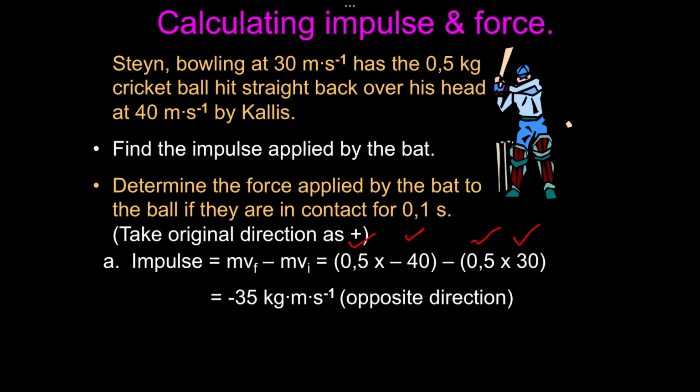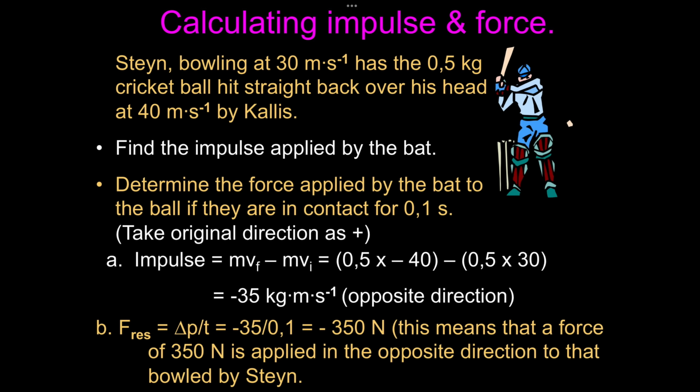So now that we have the impulse, it should be quite easy to calculate the resultant force, because we know that the resultant force is the impulse divided by the change in time. So let's go ahead and see how that will look. As you can clearly see, the impulse divided by the change in time. So we have minus 35 divided by 0.1, which is minus 350 newtons.